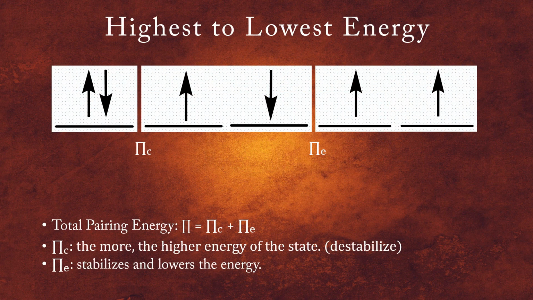So there is kind of a little hierarchy. From highest to lowest energy, you have on the left the πc, which is the paired. You have up and down, which is opposite. So you have no πe or πc. And on the right, you have πe. So it lowers the energy state. The total pairing energy is denoted by π, which equals πc plus πe. Remember that you don't say πc equals 1. You just say, I have 1 πc, or 1 πe.